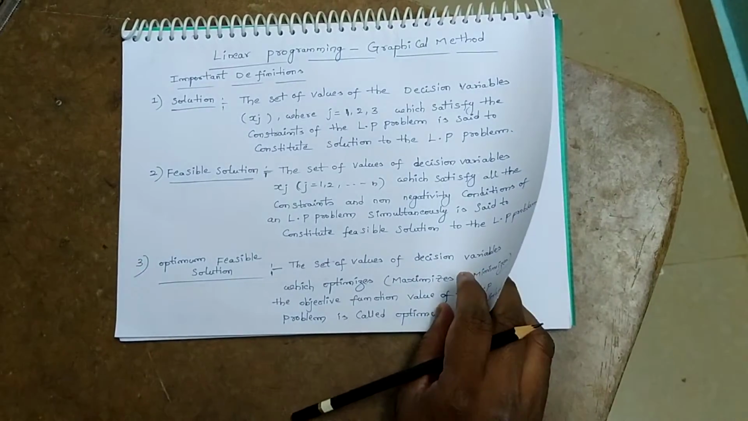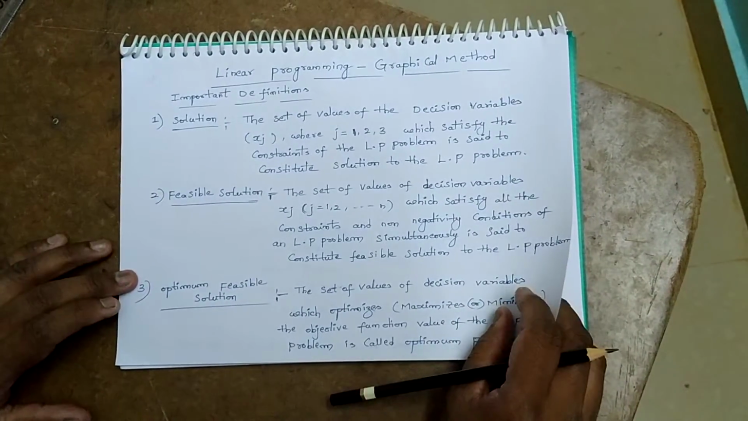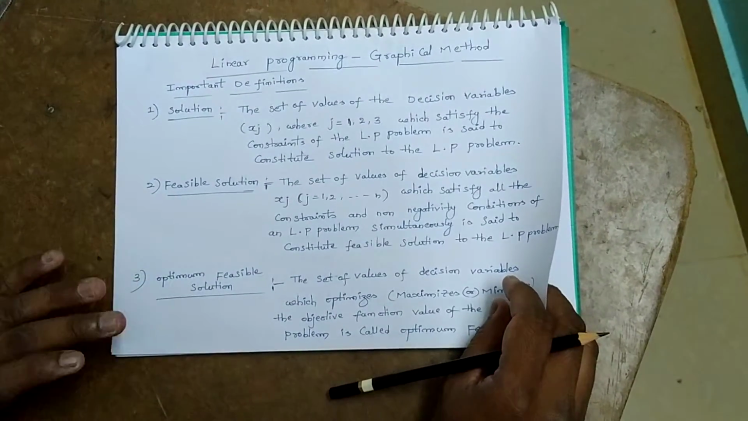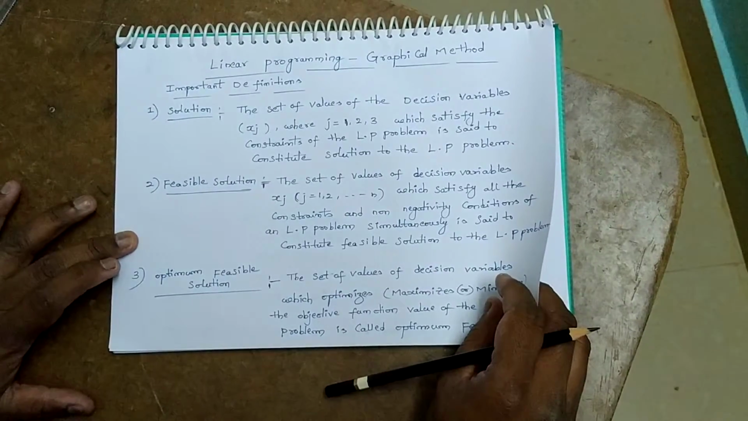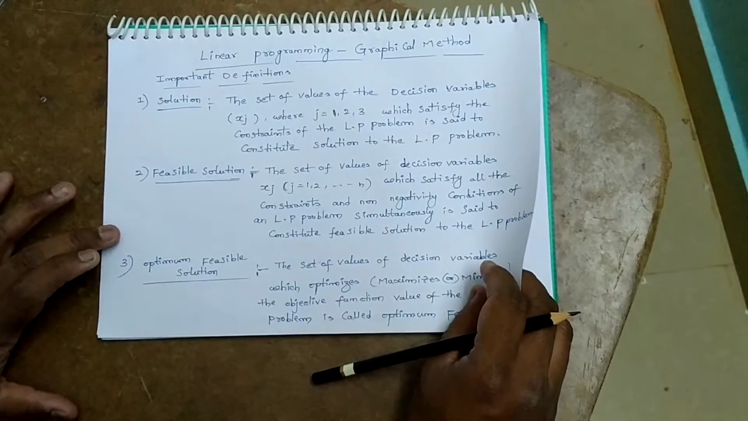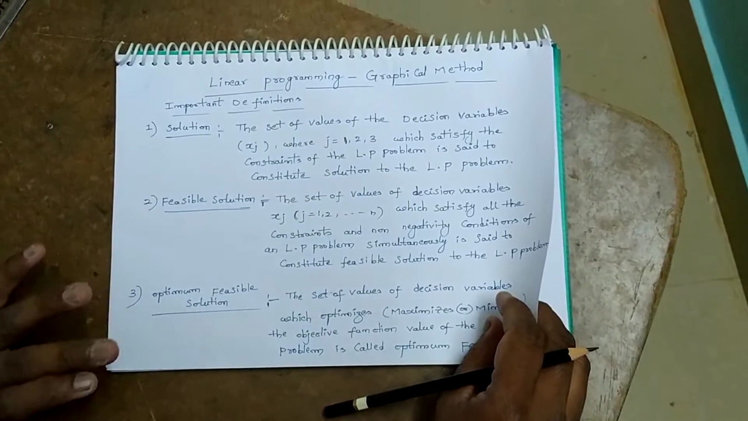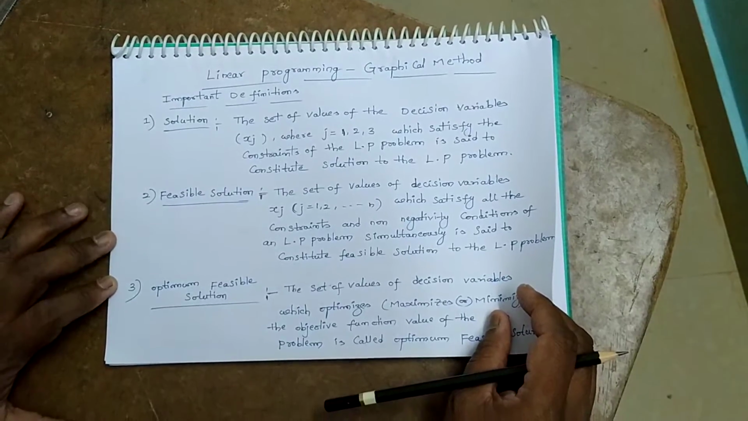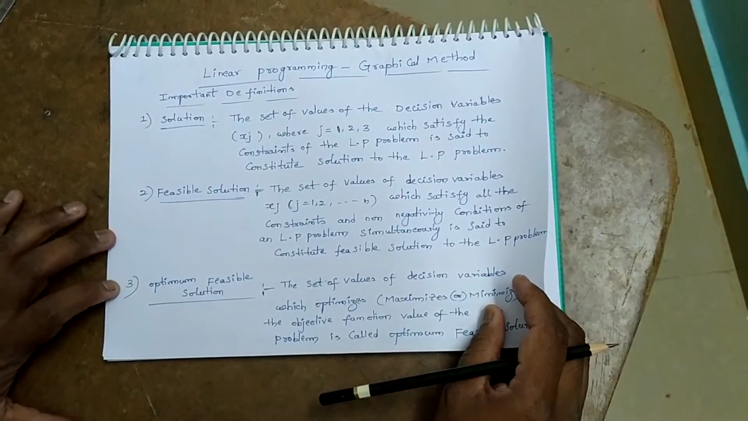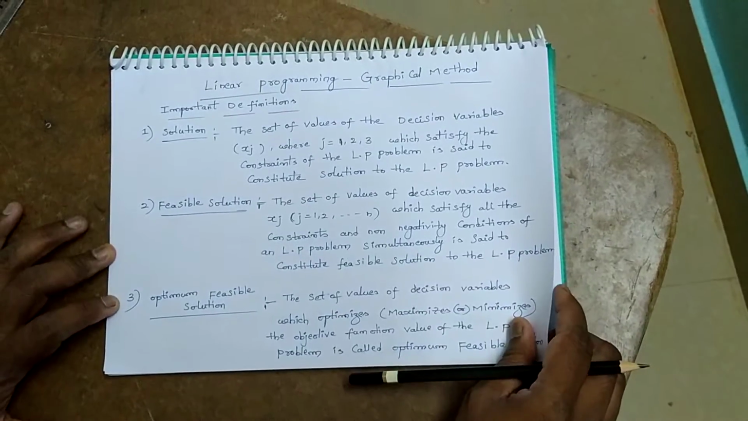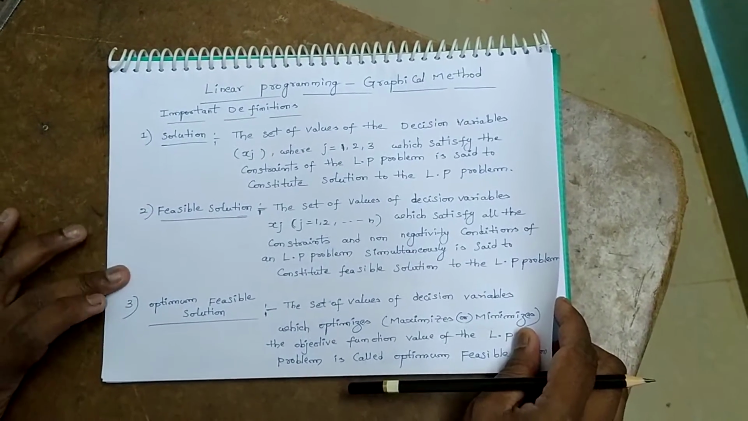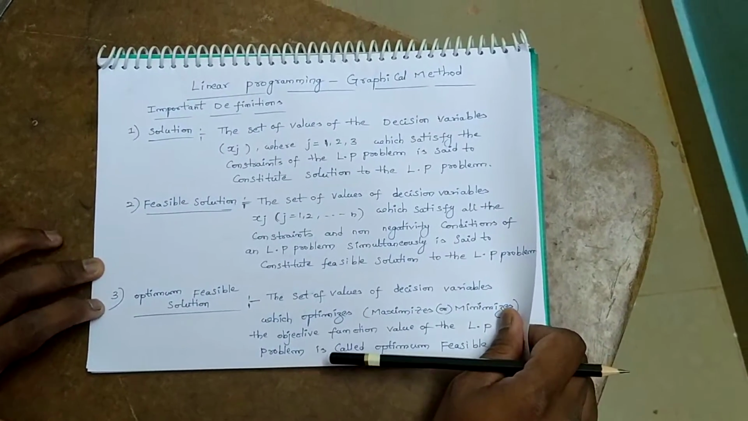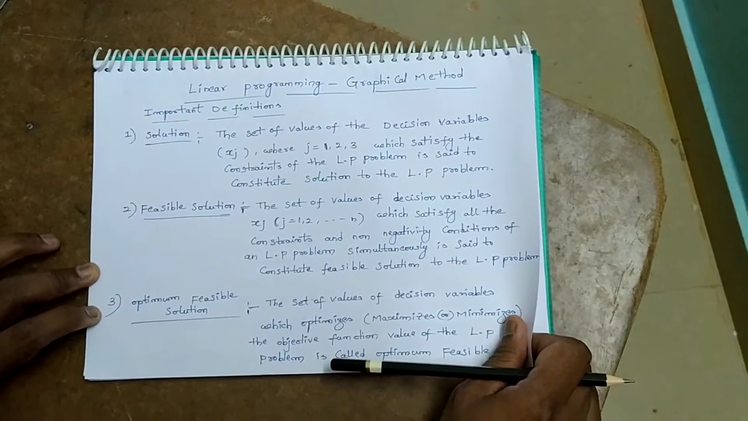The second one is a feasible solution, and this definition is very important. It is defined as the set of values of decision variables which satisfy all the constraints as well as the non-negativity constraints simultaneously of the linear programming problem. That means a feasible solution will satisfy the constraints as well as the non-negativity restrictions, which were already discussed in the previous class.